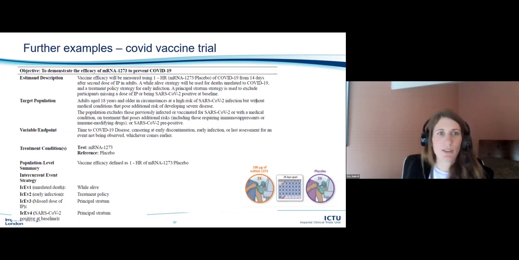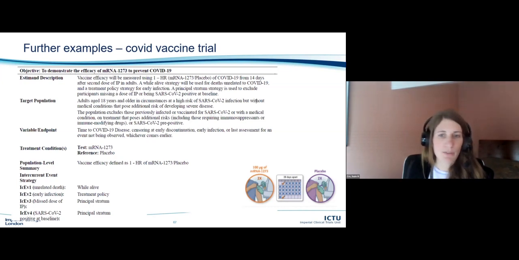And then here come the intercurrent events. In this trial, they had 4 identified, and they've used different strategies to handle these. The unrelated deaths were handled using while alive, so they only assessed outcomes up to the time of unrelated death. Early infections were ignored and patient data considered regardless. But missed doses of the vaccine were handled using the principal stratum strategy. So they were only interested in knowing the treatment effect for patients who would receive both doses of the IP.